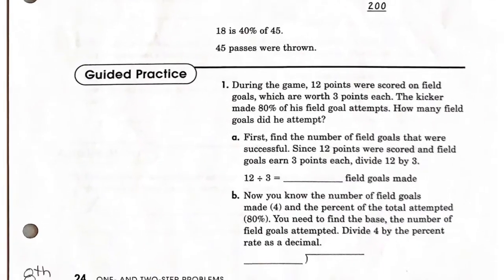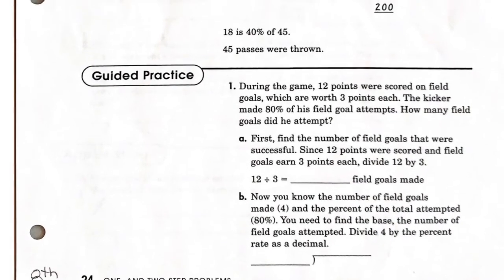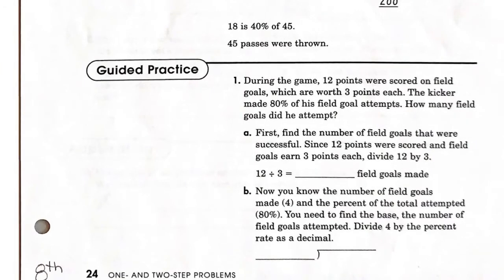So during the game, 12 points were scored. 12 points were scored on the field goals, which are worth 3 points. The kicker made 80% of his field goal attempts. How many field goals did he attempt?